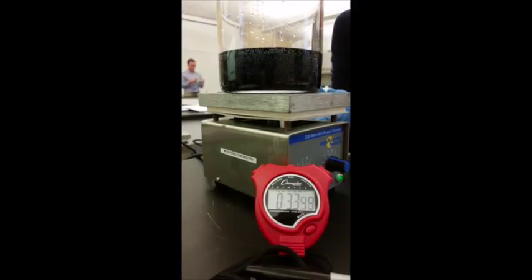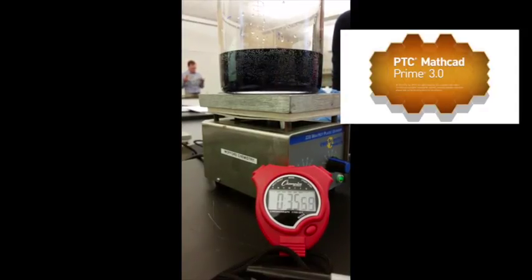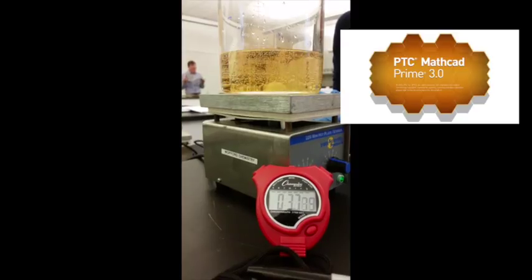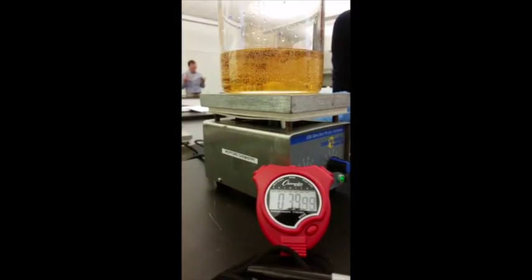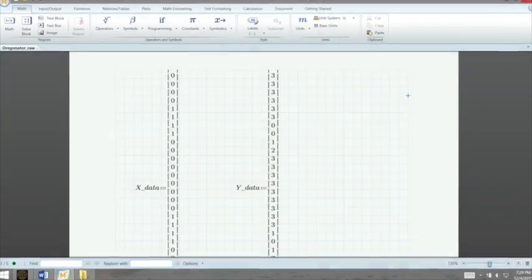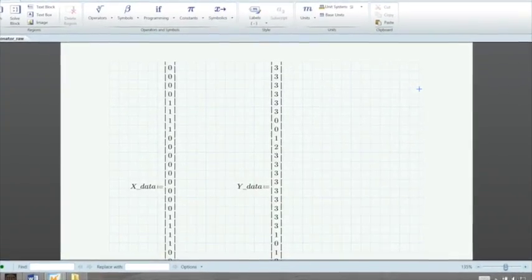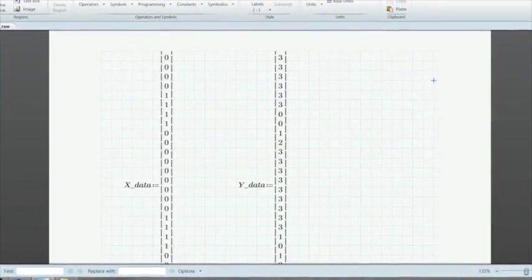The raw X and Y data was digitized to create a plot of the oscillating colors of iodine and starch as a function of time. The X data was digitized by entering a 0 into a matrix for when no iodine was seen present, or a 1 if iodine was seen, for every second.